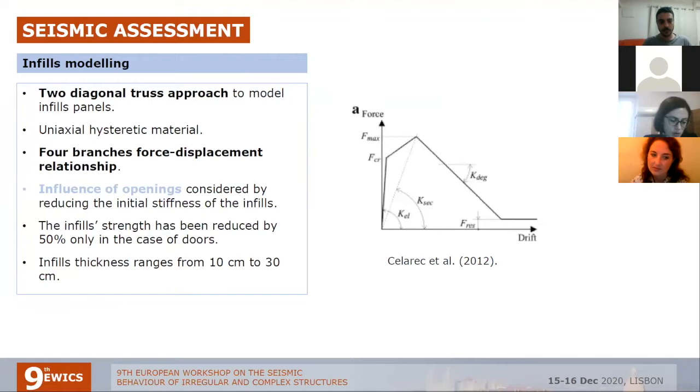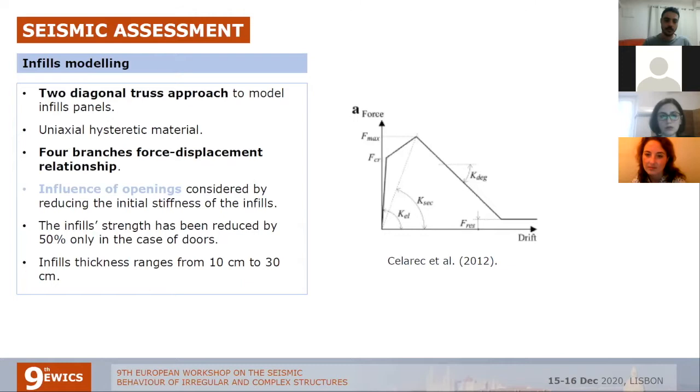But yes, we followed the two diagonal truss approach, which basically you will connect one joint with the other one, like an X bracing. And in order to obtain the behavior of the material that we will later add to the OpenSees software, we had to consider the size of the column and also the size of the beam in which the infill panel is embedded.